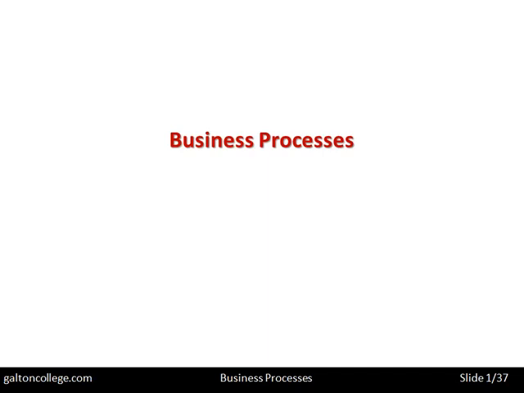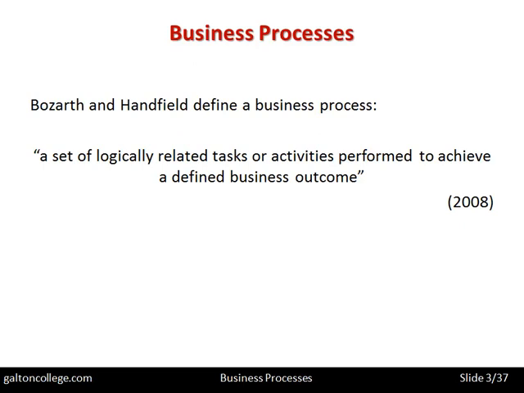In this video we're going to deal with business processes. Now, Bozarth and Handfield define a business process as a set of logically related tasks or activities performed to achieve a defined business outcome. So a process is just a sequence of activities that are logically connected, aimed at achieving a particular business outcome.